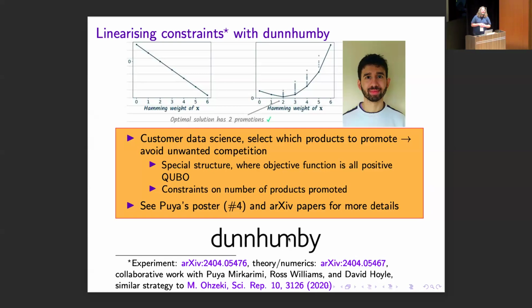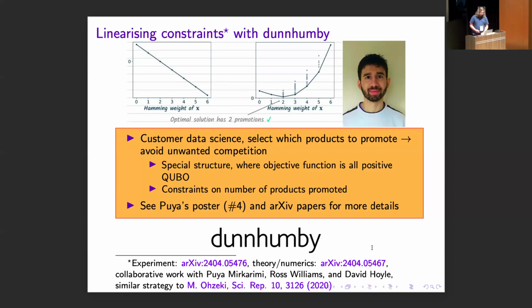Another project we've looked at uses a different hardware-aware encoding trick. This is my student Payet. He also has a poster, number 4. It looks at what happens if you have a quadratic constraint, which requires everything to be fully connected, which is going to make embedding very hard. What if you instead replace it with a linear constraint? And we have experiments in theory and numerics on this. A lot of work went into this.